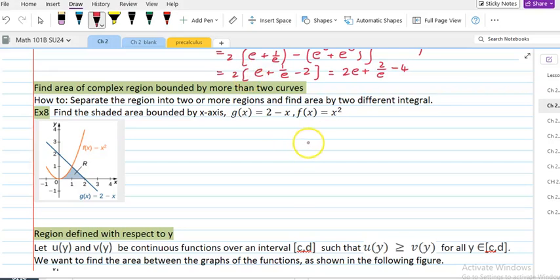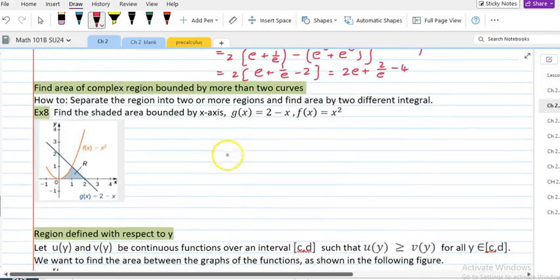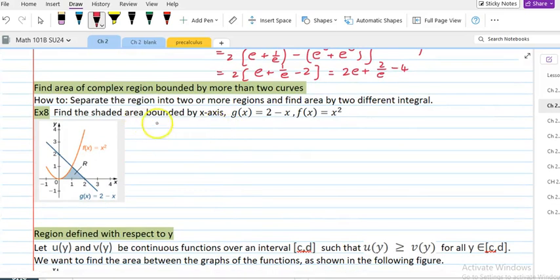Hello, calculus student. In this video, we're going to talk about some regions that are more complex because they are bounded by more than two curves. There are a lot of top curve, bottom curve, and you have to separate them in different areas. So this is an example. So how do we do this? You will separate the region into two or more regions and find the area by two or more different integrals.